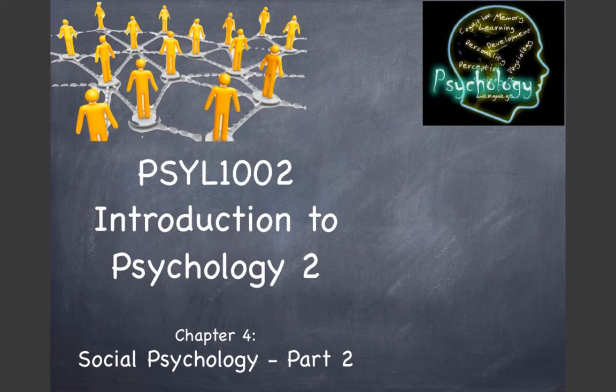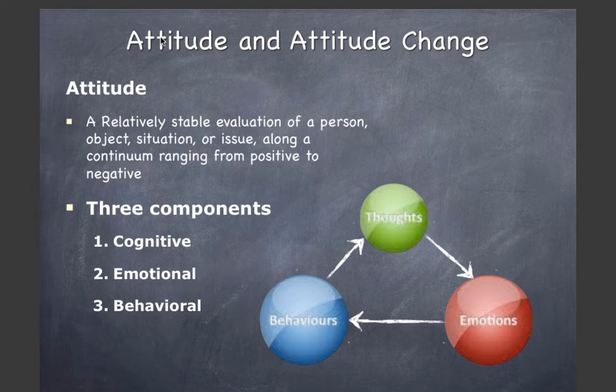Okay, now we're looking at part 2 of social psychology. And what we're going to start here with is looking at attitude and attitude change. Now, what an attitude is, it's a relatively stable evaluation of a person or an object or a situation or an issue along a continuum ranging from positive and negative.